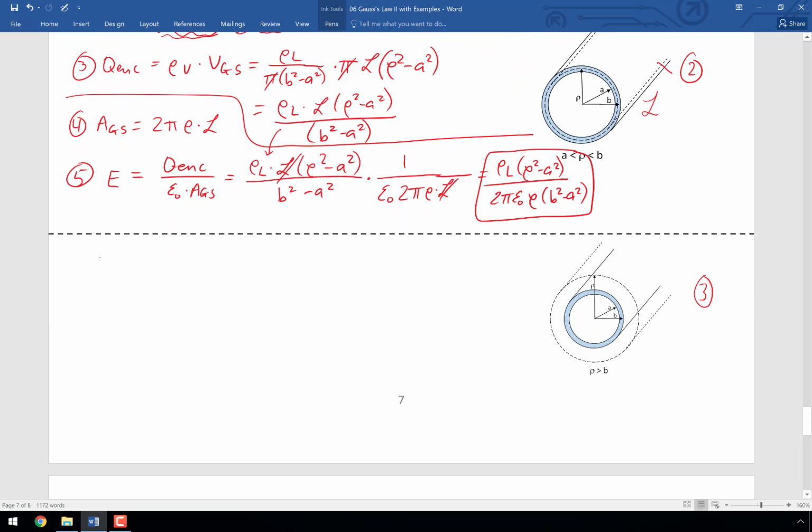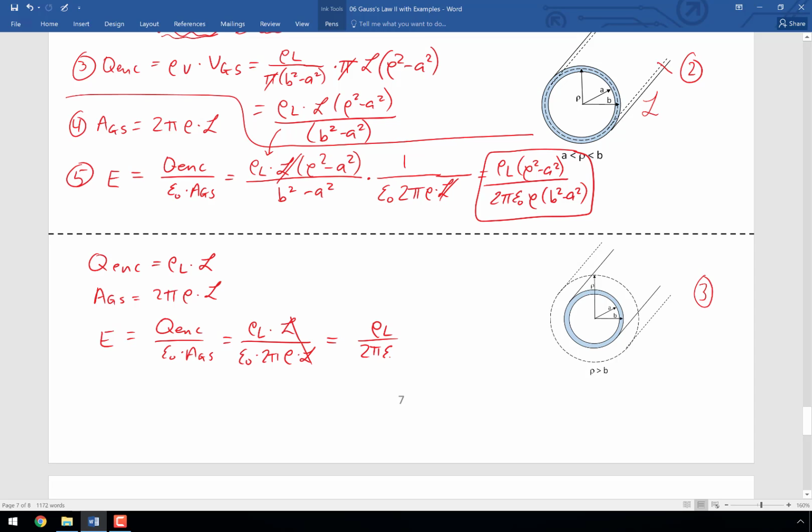And by now, I hope that you can get this one. Q enclosed is rho sub L times L. The area of the Gaussian surface is 2 pi rho times L. And the electric field then is Q enclosed divided by epsilon 0 times the area of the Gaussian surface, which is rho sub L times L divided by epsilon 0 times 2 pi rho L. L's cancel, and I'm left with rho sub L over 2 pi epsilon 0 times rho.